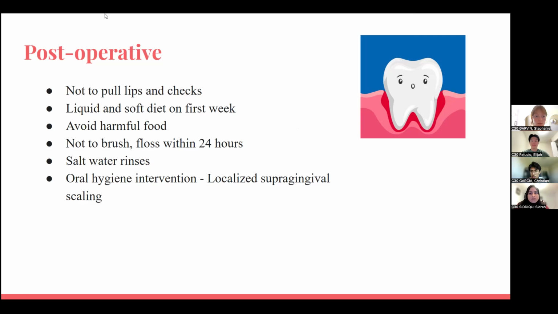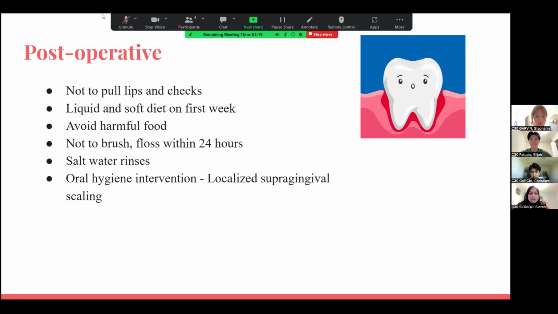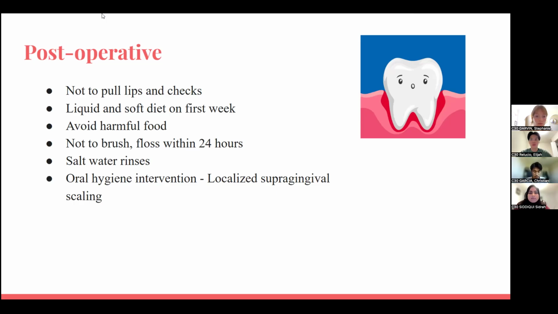Now, let's talk about the most important postoperative instructions for patients after an AlloDerm procedure. First, patients should be reminded not to pull on their lips or cheeks to check the surgical sites. These movements can disturb the graft and delay healing. Second, a liquid and soft diet is advised during the first week. Foods that are easy to chew and swallow will minimize trauma to the surgical area. Along with this, it's important to avoid harmful foods such as anything crunchy, spicy, or acidic, which could irritate the tissue.